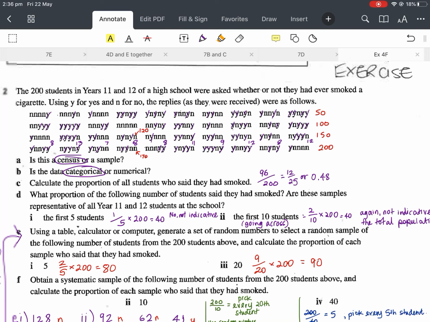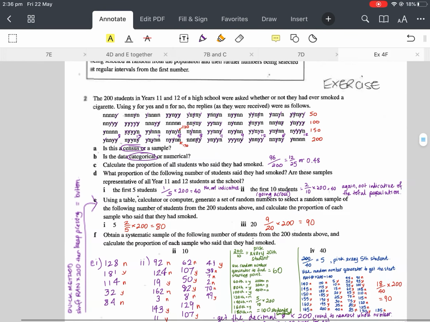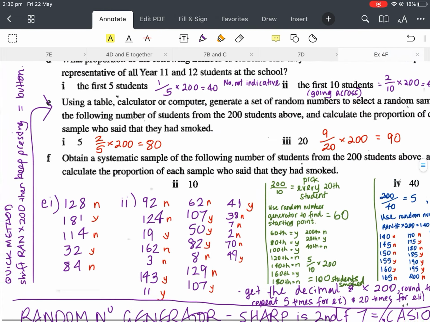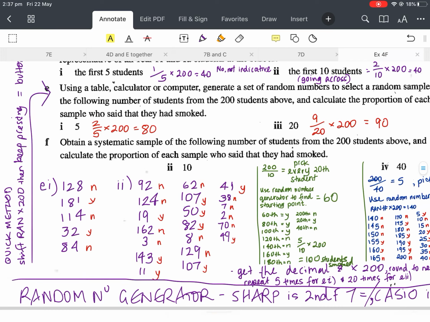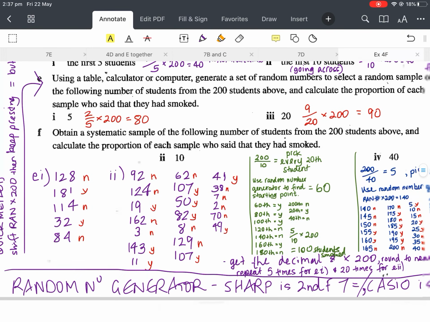Now question E got pretty tricky. It says, using a table, calculator or computer, generate a set of random numbers to select a random sample of the following number of students. All right, so this is what I did. It's down here. I'll try and make it a bit bigger. First of all, down the very bottom, you have to use the random number generator on your calculator to do this part of the question.